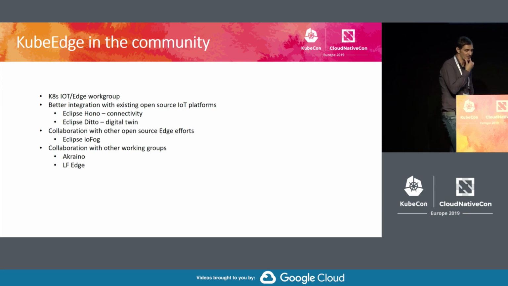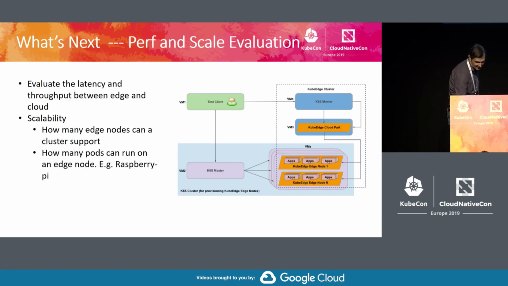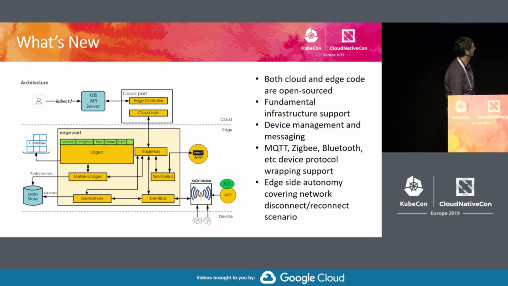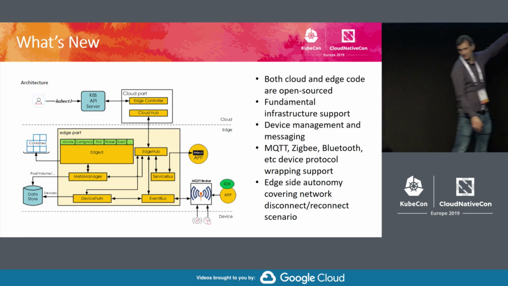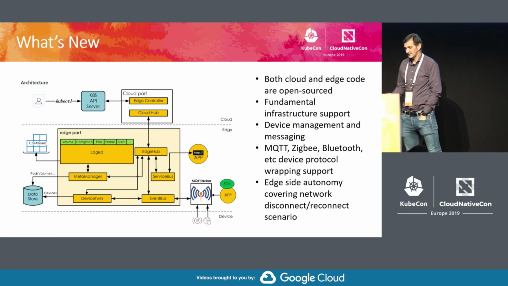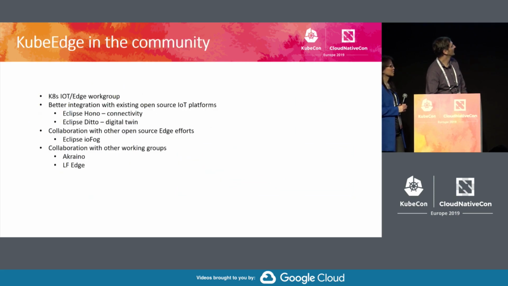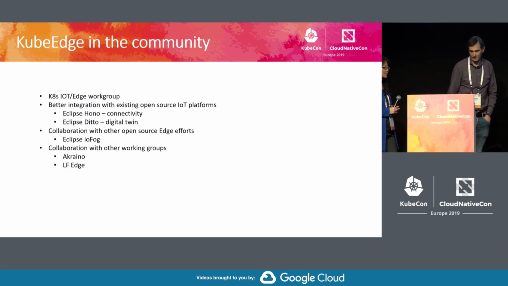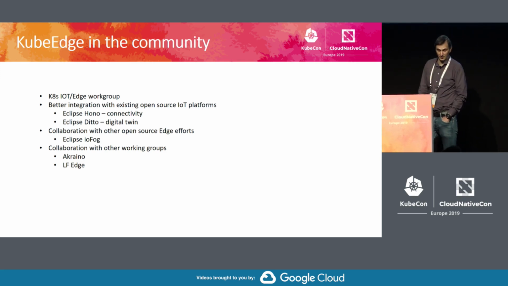So the first one I would mention is Eclipse Hono, which is a connectivity layer for IoT messaging. If you go a couple of slides back, showing the basic architecture of KubeEdge, we have the event bus connecting to the MQTT broker. So that is one integration point we can do for KubeEdge and Eclipse Hono. We're basically connecting KubeEdge applications running on the edge to the cloud connectivity platform.